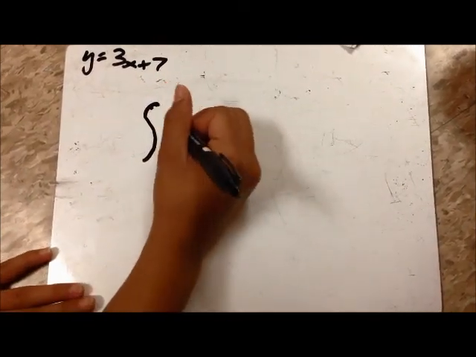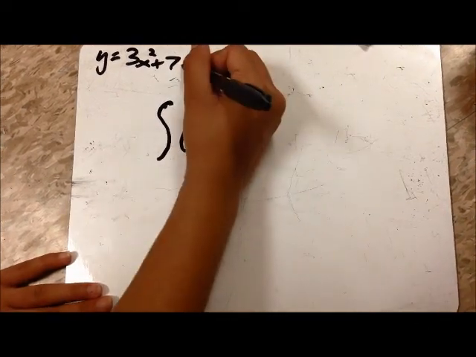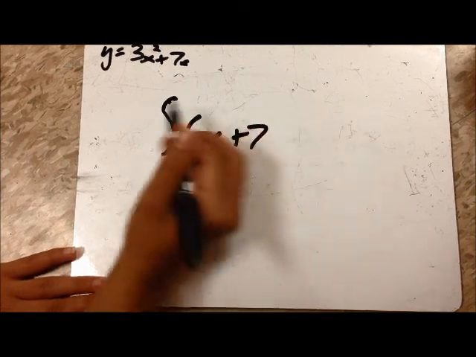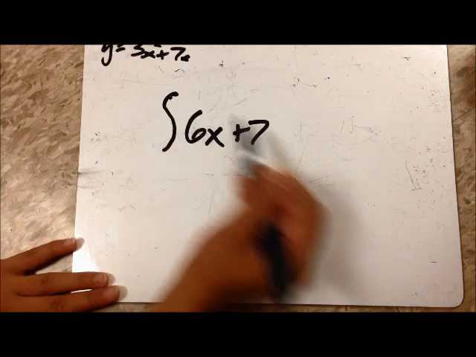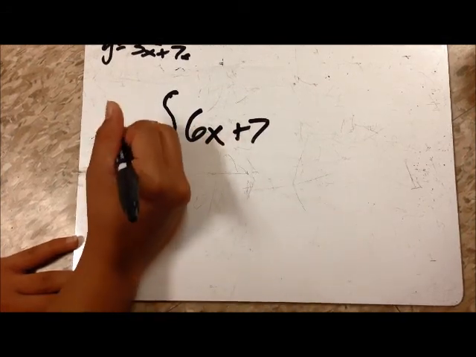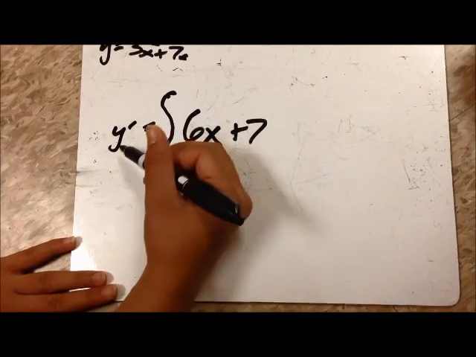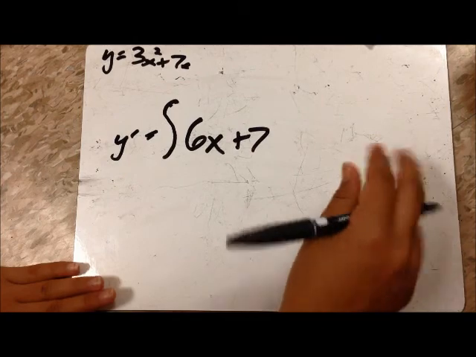It looks like an elongated S, and then we put 6x plus 7, okay? So this funny symbol here is basically what tells you that this is an integral. And this right here is about equal to y prime. So whenever you see this thing, know that it's an integral, know that it's like saying y prime equals. Okay? So now what do we do?